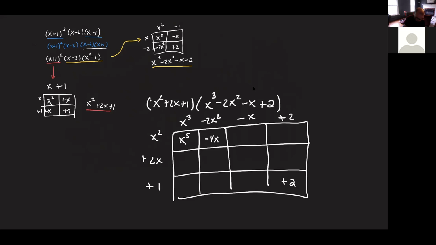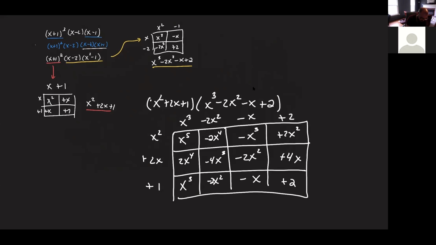So we get, this is minus 2x to the 4th. This would be minus x cubed, and this would be plus 2x squared. Right, so here we get 2x to the 4th, and then we would get minus 4x cubed minus 2x squared. This is plus 4x. We get x cubed here, and then minus 2x squared. This would be minus x.